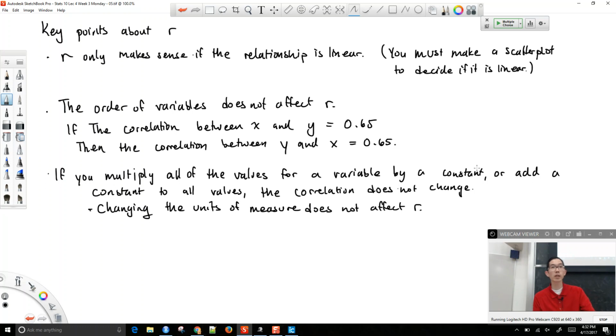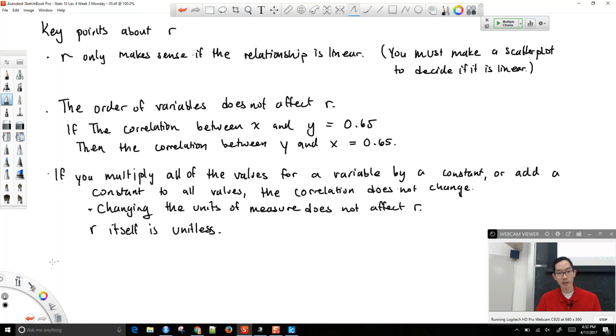In fact, R itself is unitless. If the correlation between someone's height measured in inches and their weight in pounds is 0.6, and somebody decides to measure height in centimeters instead of inches, then the correlation will still be 0.6. You're looking at the same data.